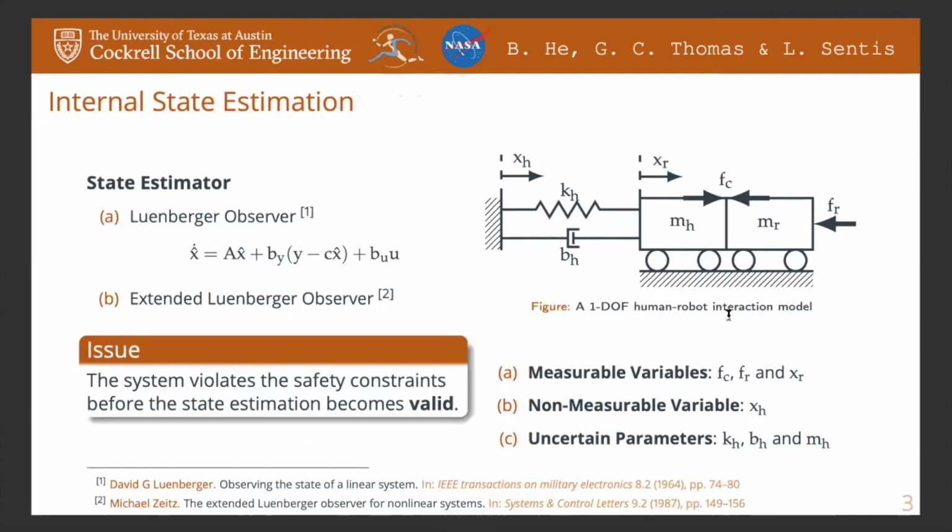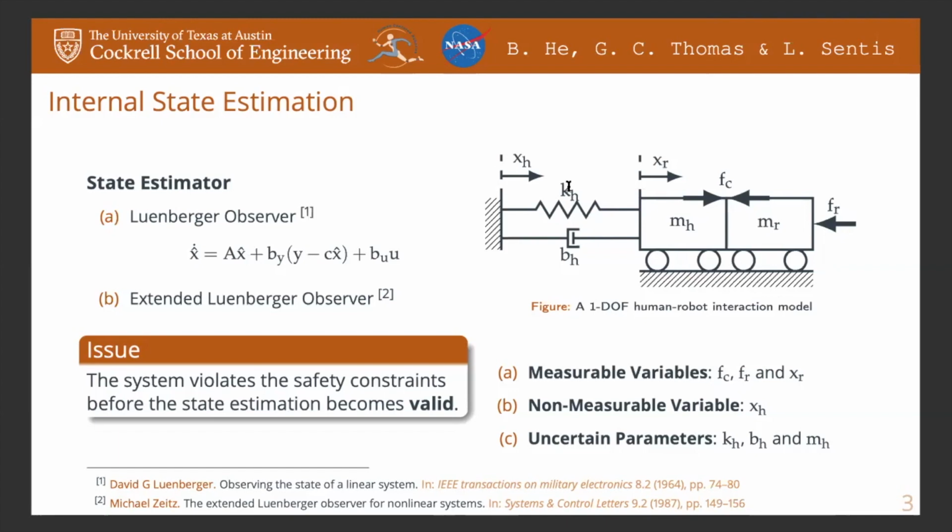For example, let's take a look at this one-DOF human-robot interaction model, where the human is modeled as a mass, a spring, and a damper. We have the direct measurement of the input, which is the robot force, and we also have the direct measurement of the output, which is the human-robot contact force. Even though we can put a sensor to measure the robot position, the spring origin of the virtual human spring is unknown. Therefore, the deflection of this virtual human spring is not directly available.